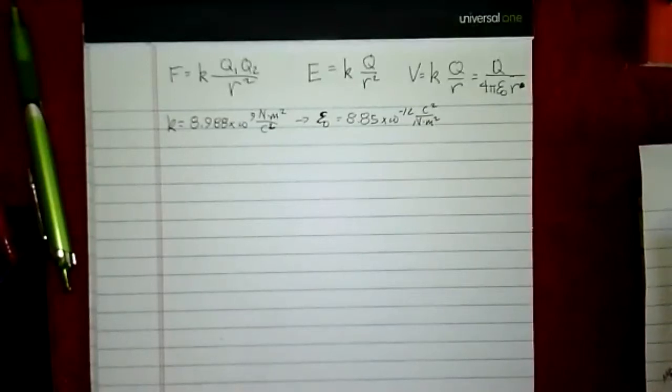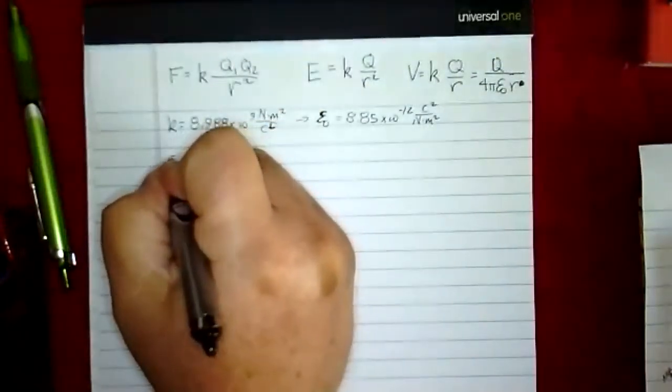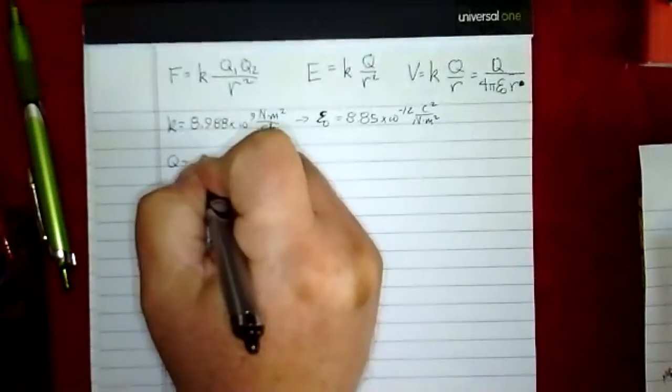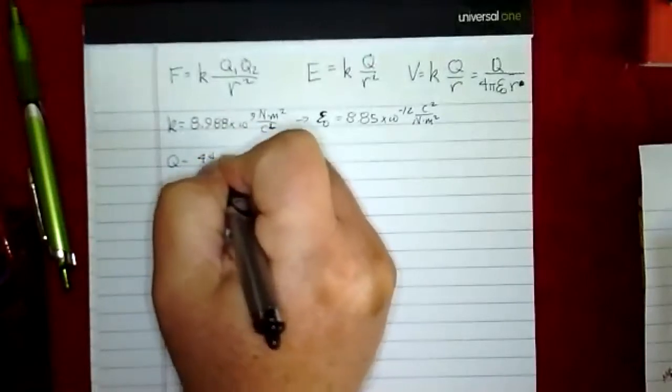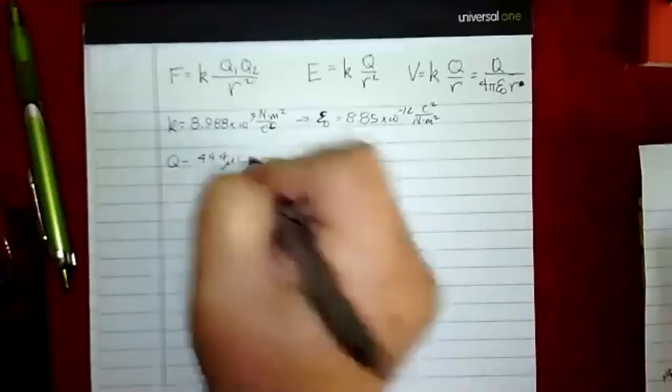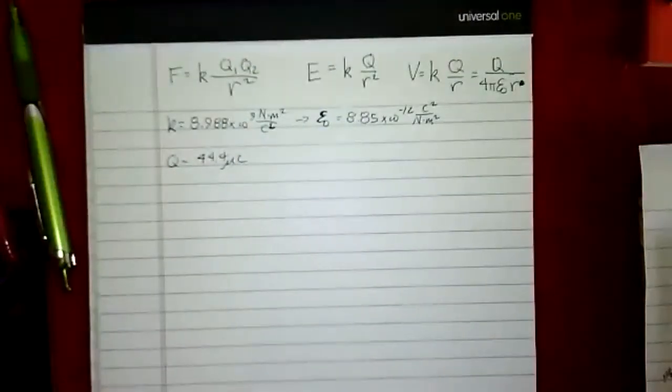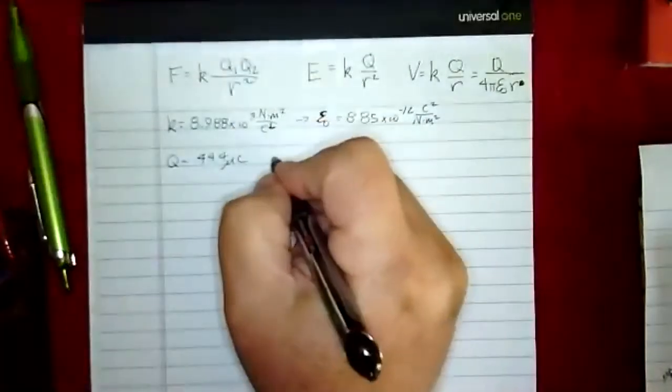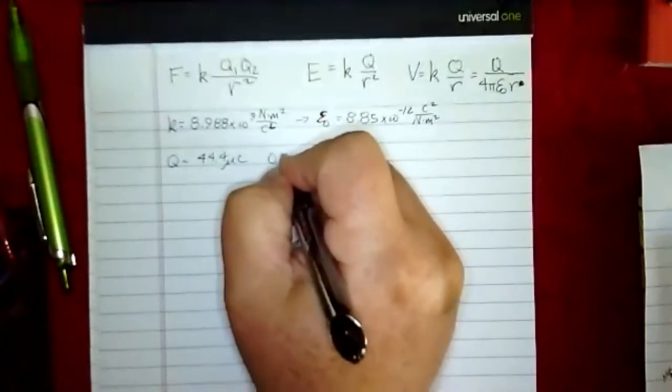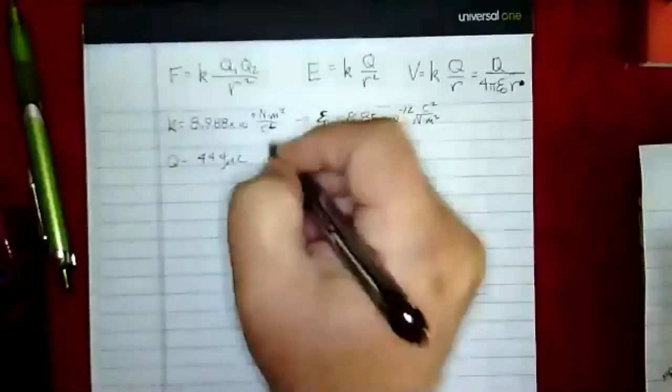Now, with that in mind, we can start asking questions like, what is the potential due to a positive or negative charge at some distance away? So, for instance, let's consider a charge Q equal to 44.4 microcoulombs, at a distance of, let's do 0.5 meters. So that's what's going to be R.